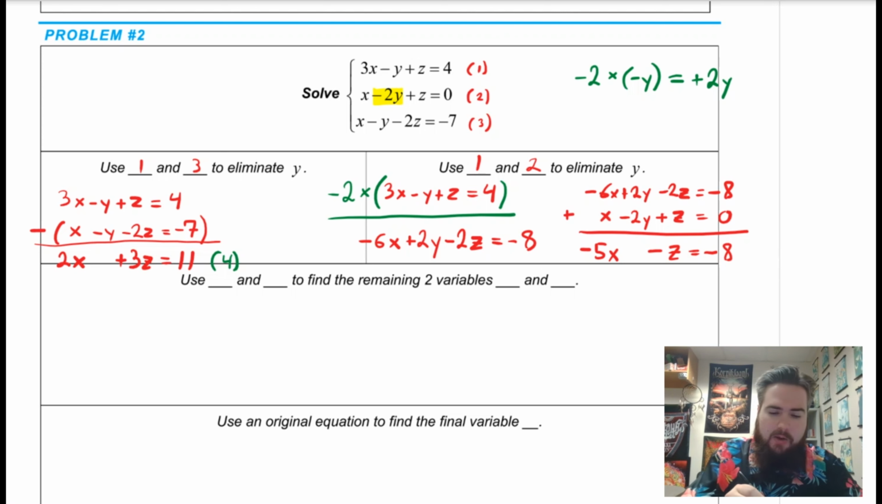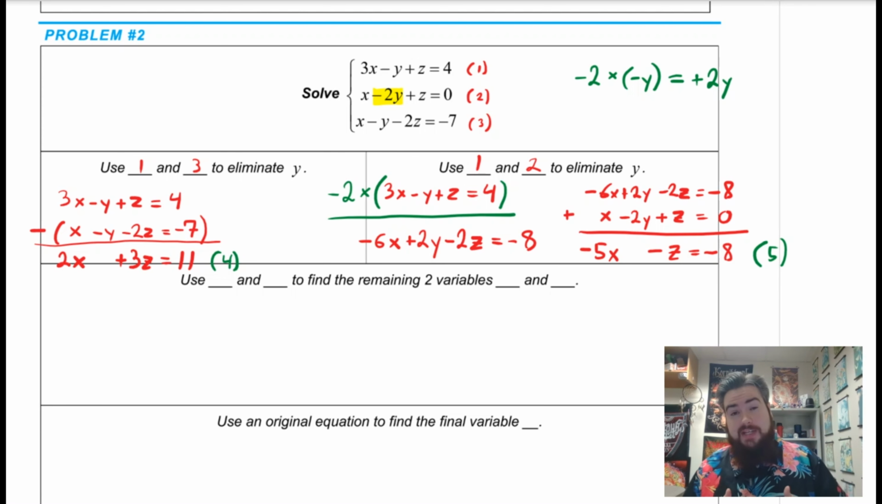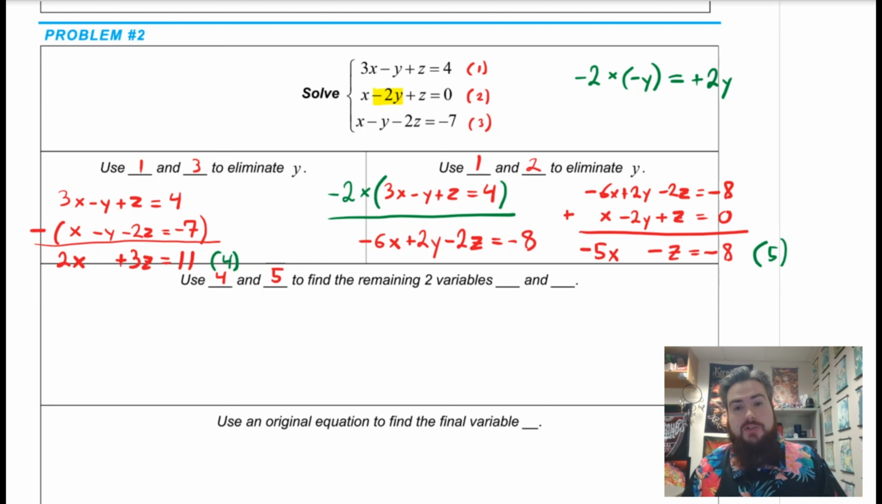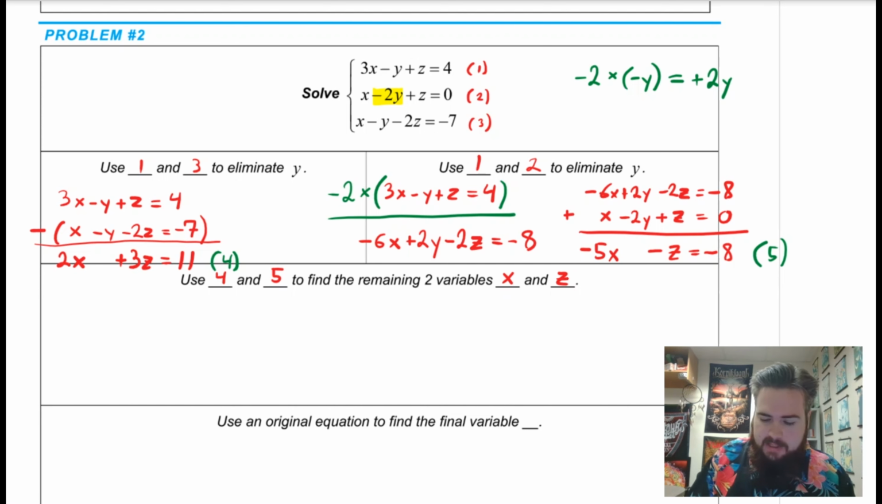So that means I now have a new equation, which I will label as equation number 5. And I can now use those in my next step to try to get one of these variables solved. So as I said, I'm going to be taking those two equations, 4 and 5, using them to solve for the other two variables that they both include, which is x and z. And I can do so in whichever order.